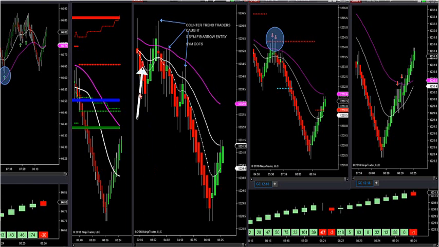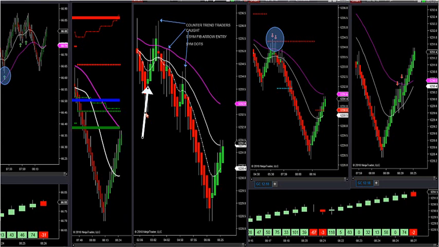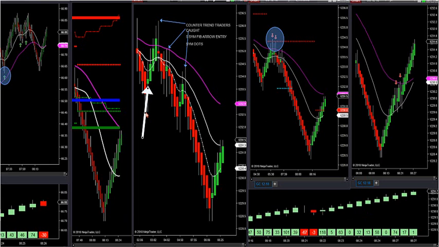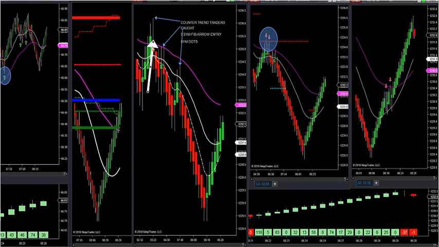Well, if you are a red candle and you're below my smaller MA and you see the first green bar that pops up, that is a counter trend trader coming into the market against my trend filter. Because it's letting you know that you have a possible counter move to the upside. So as soon as that first green bar prints here, you're looking for a possible setup.